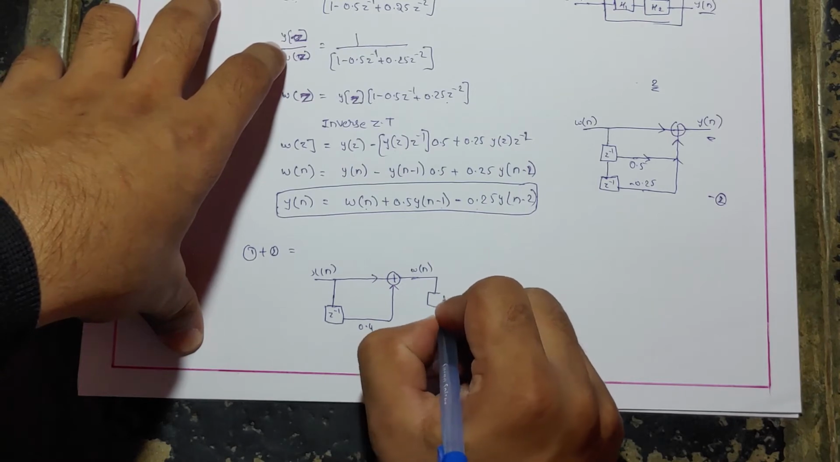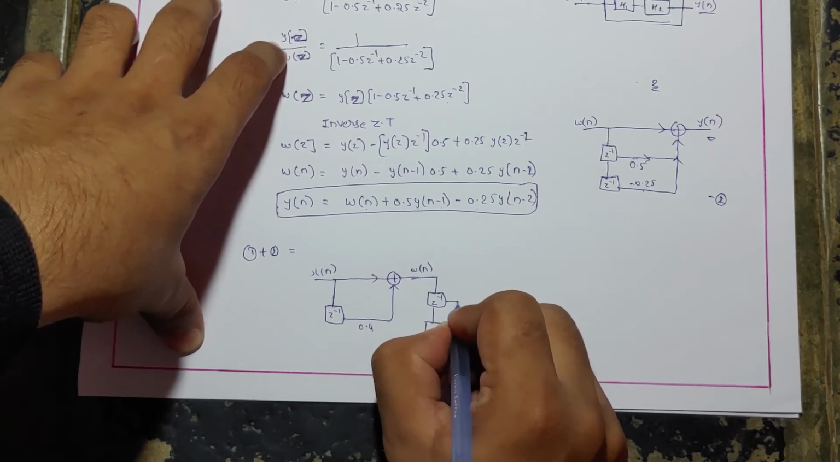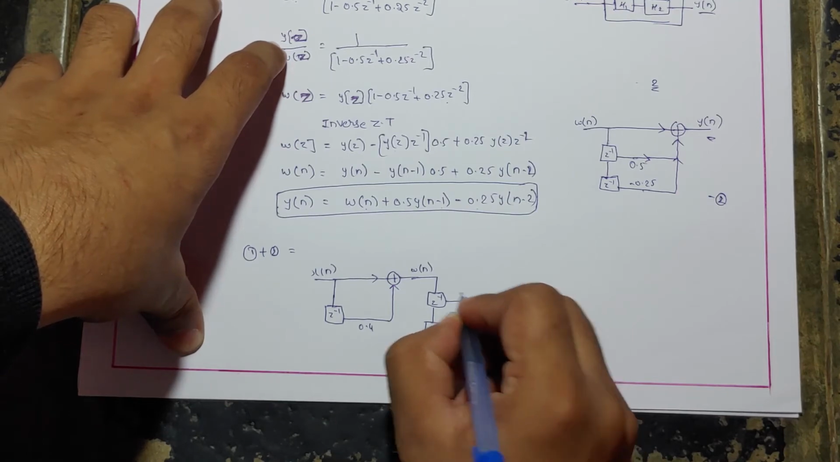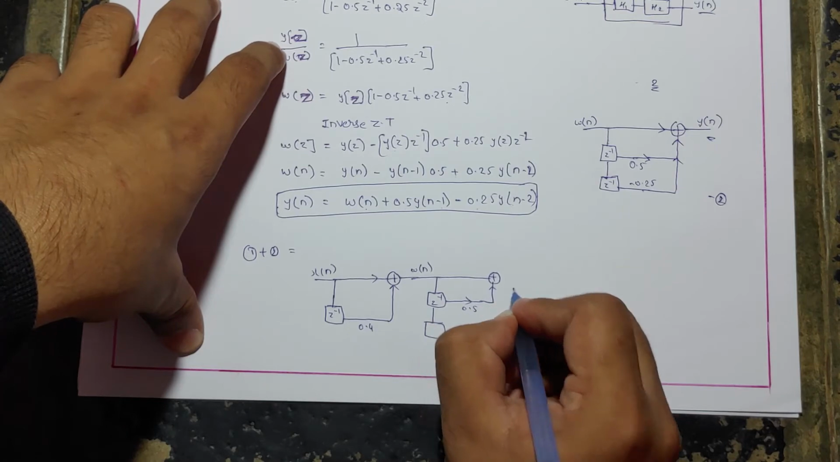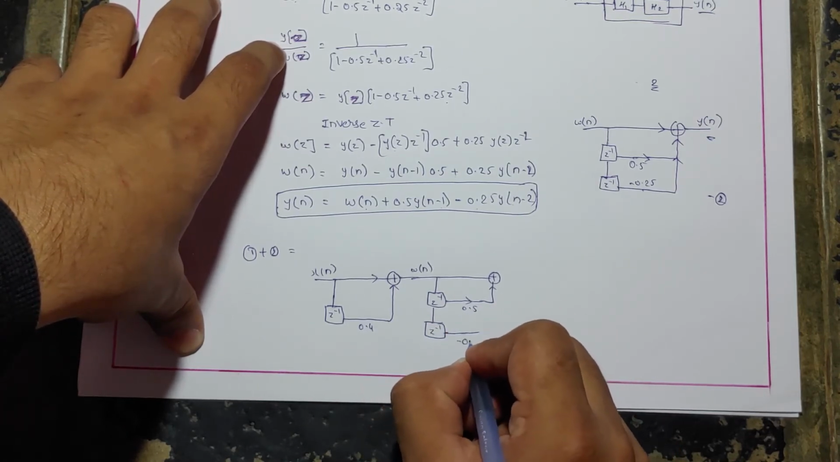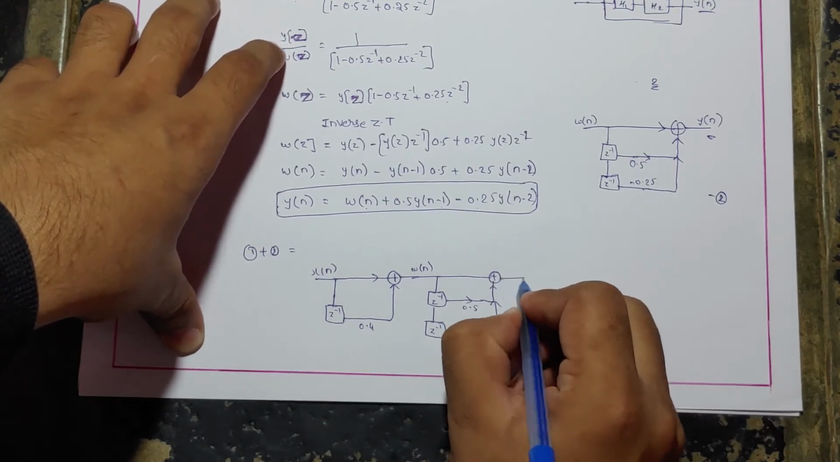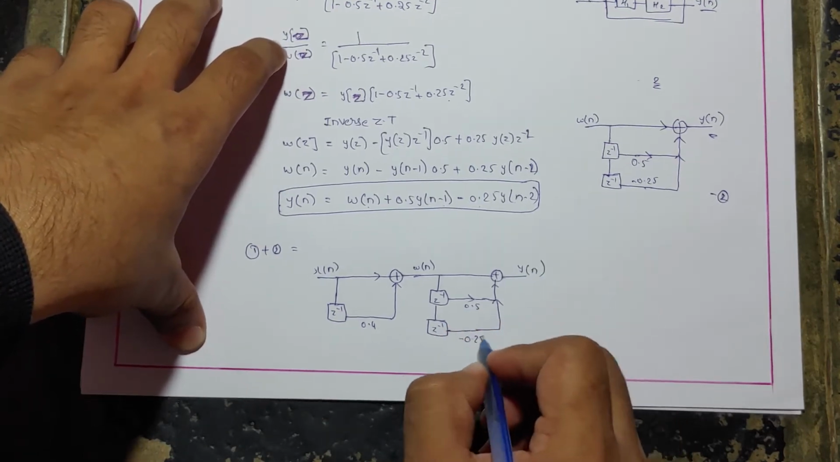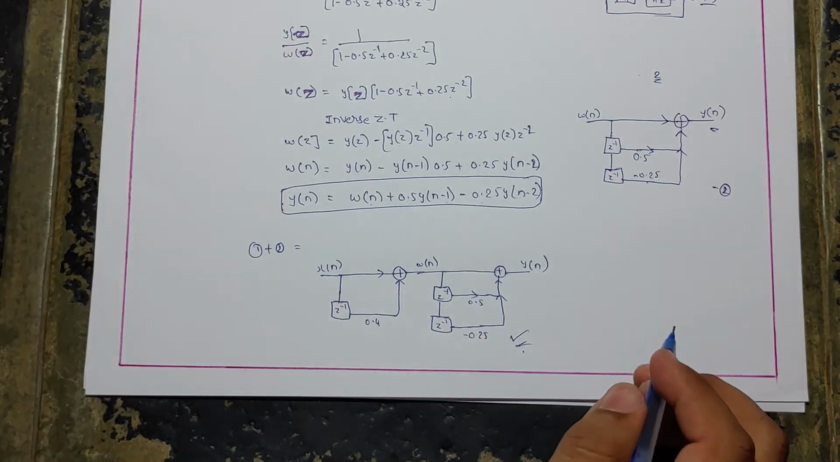and with the two delay elements, the first output delay is multiplied with 0.5 and straight away added to the element, and the second output delay is multiplied with minus 0.25 and added to the previous term to get y of n as an output. This is the direct form realization for the given question.